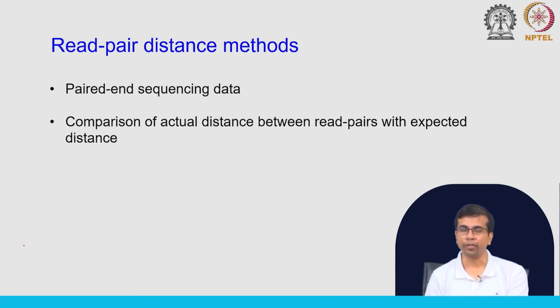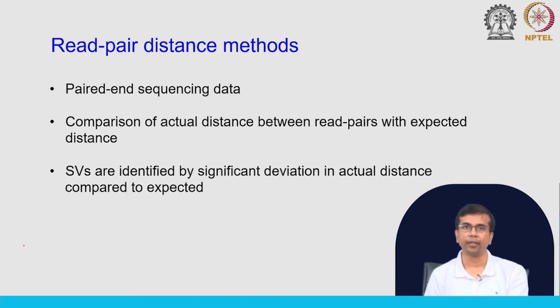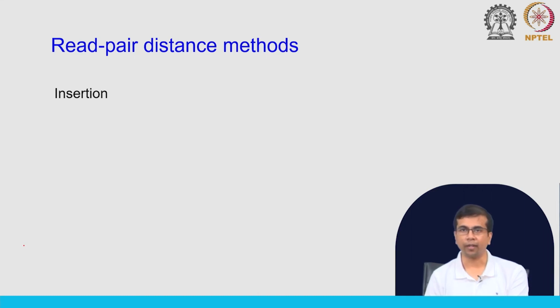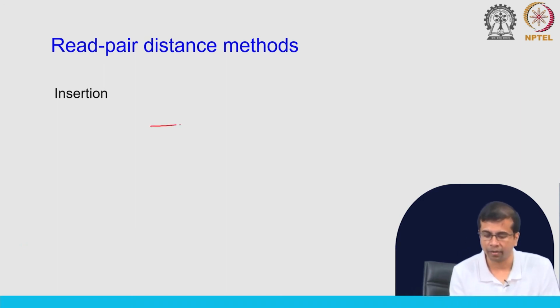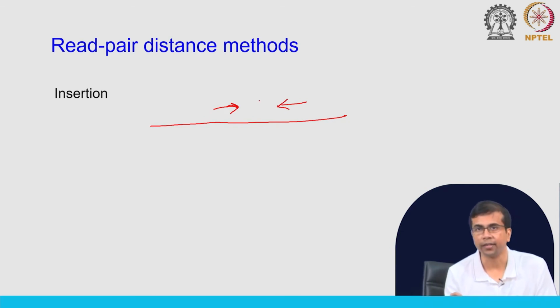What we do is compare the actual distance with the expected distance. The expected distance is derived from the reference. If you have significant deviation, we can identify that there are probably SVs present. Let us take a couple of examples and see how this method works. Imagine this is our reference sequence. We have these paired end reads, and this is the expected distance.